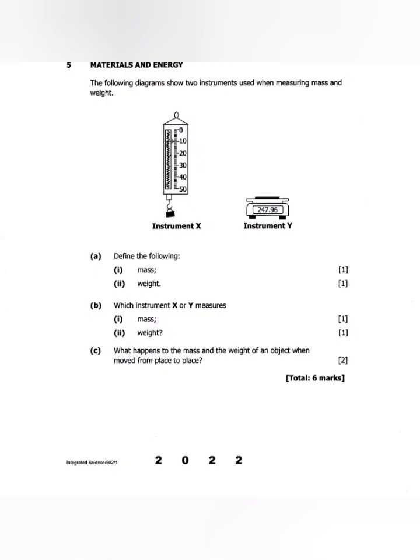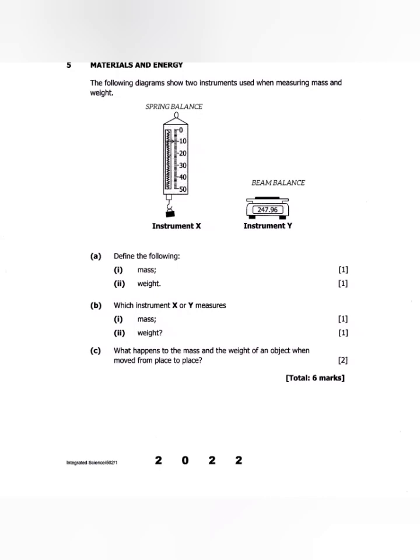So question 5 is saying the following diagrams show two instruments used when measuring mass and weight. So we have instrument X and instrument Y. Okay, so before we answer the questions, let me just label the instruments. As for instrument X, this one is the spring balance. Then instrument Y, this one here is the beam balance. Then as for X, that's the spring balance. Then instrument Y, that's the beam balance.